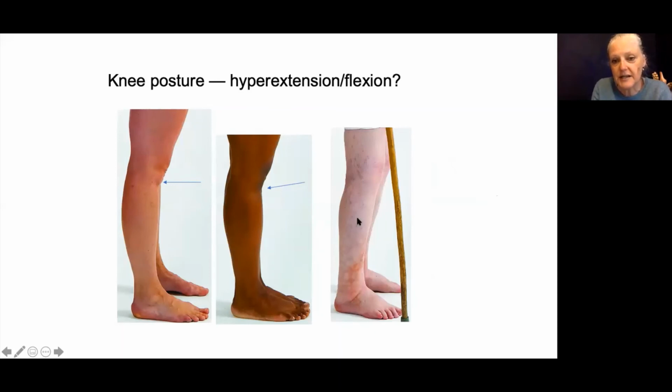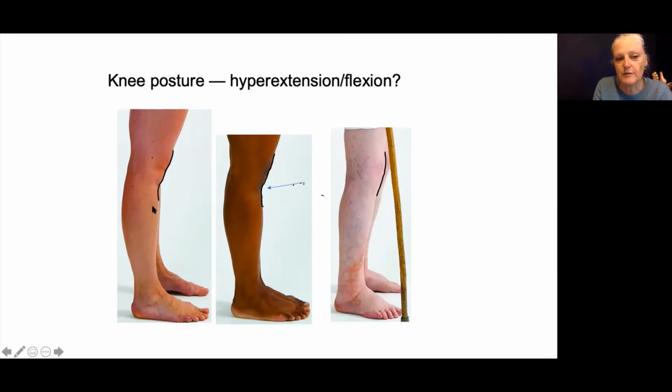This gentleman here has a knee flexion posture, and you can't see it very well, but if I draw over, can you see that? I try to draw over. This is his left knee in the background, and his right knee, that is actually the outline of his right knee there. So you can see that the two on the left, they're not fully hyperextended knee postures.